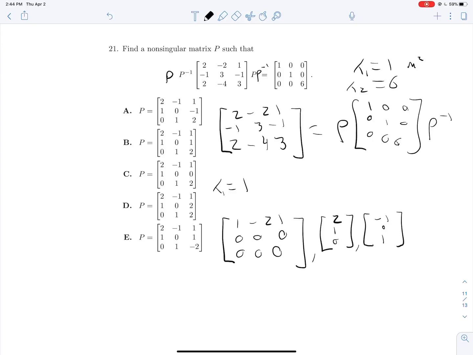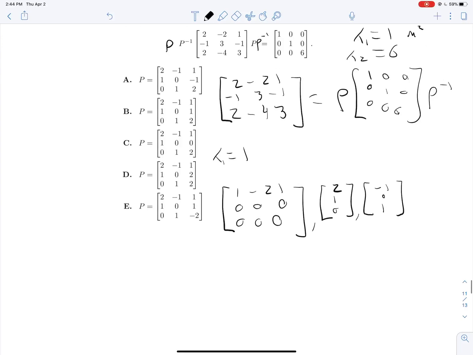So we should expect our first 2 columns of P, corresponding with lambda equals 1 and another lambda equals 1, to be 2, 1, 0 and negative 1, 0, 1, which in fact all of our answer choices have. So we know we're going down the right road, but we still have to go through the rest of the motions with lambda equals 6.